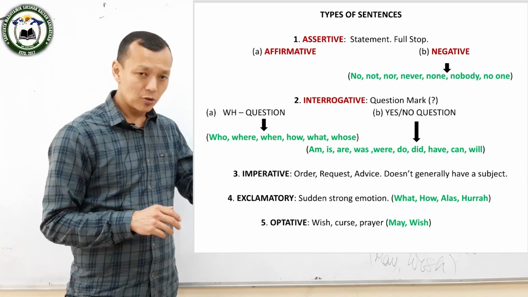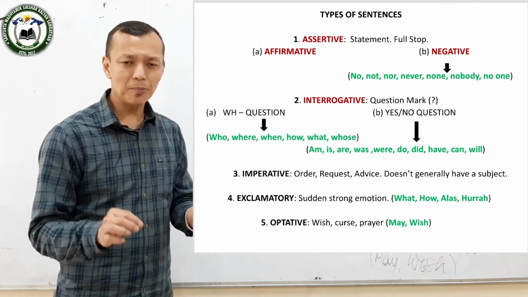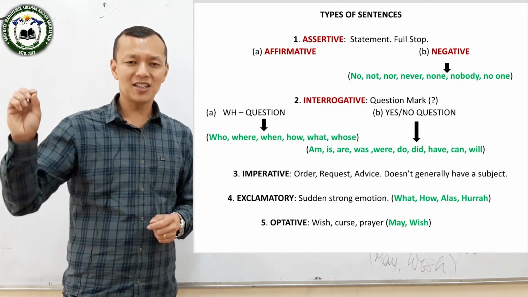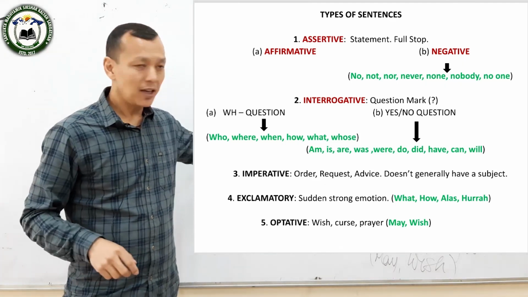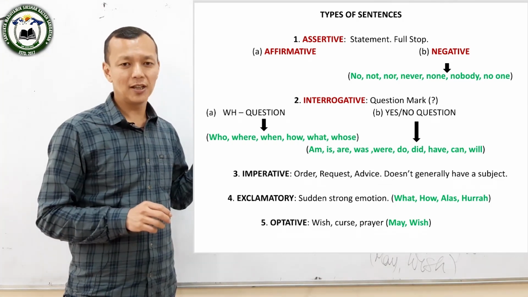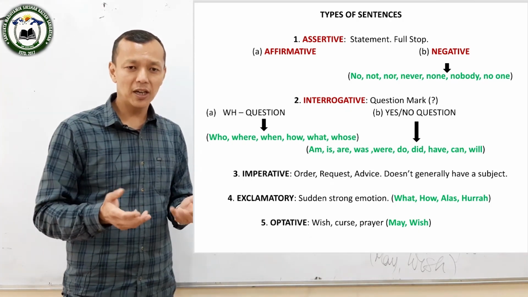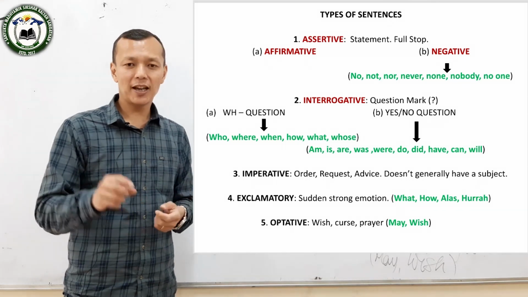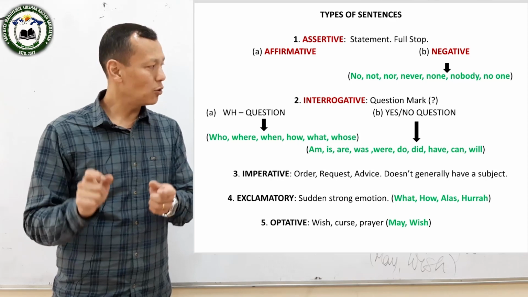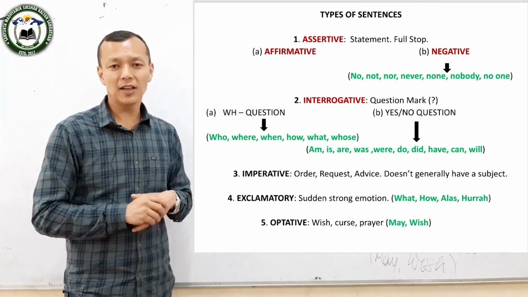So the two types. Assertive sentence is a simple statement ending with a full stop. Like when I said today it is raining, it is an assertive sentence. You could also call it an affirmative sentence. Now to make it negative, if I say something like today it is not raining, I am using the word no or not, therefore it is a negative sentence.